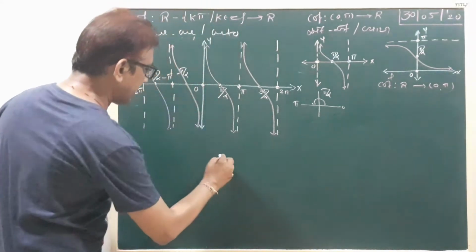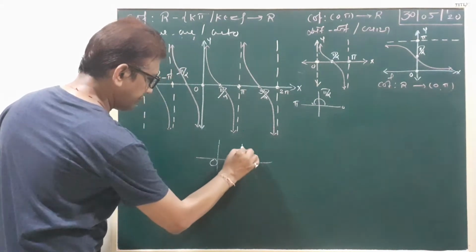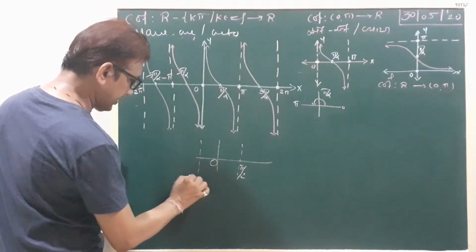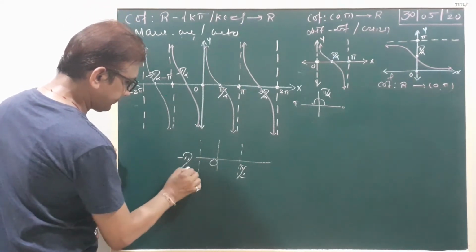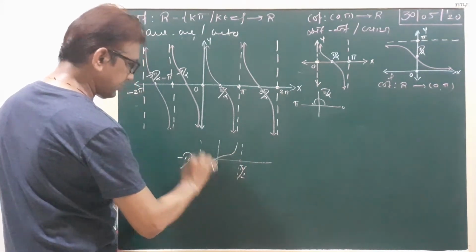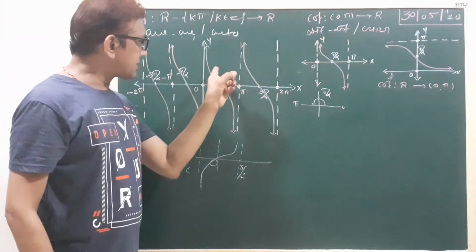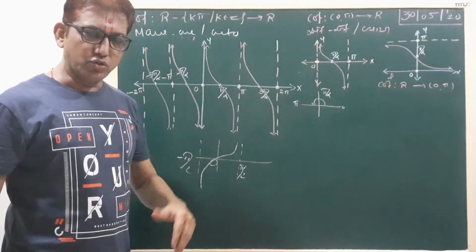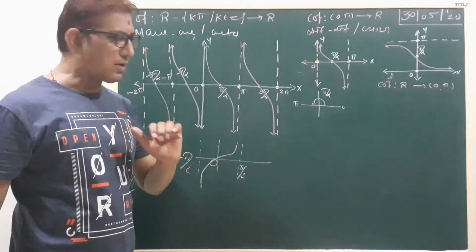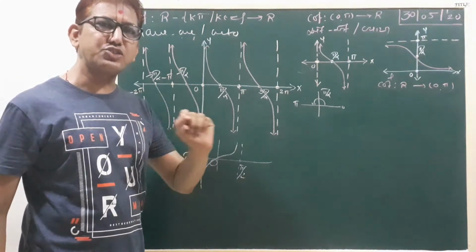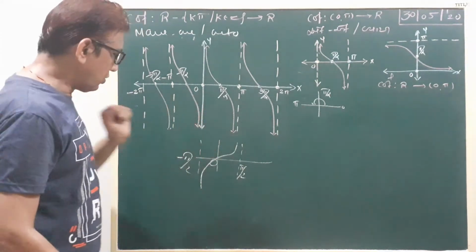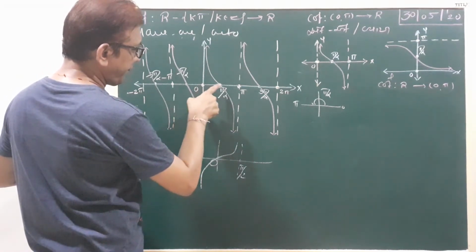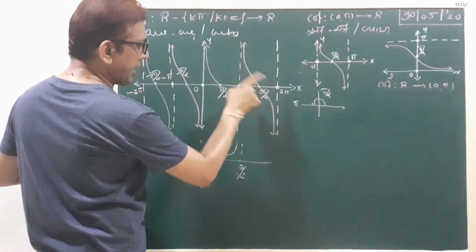We draw the graph here, 0 and here. This one is pi by 2, and this one is minus pi by 2. And we draw the graph. We have already studied in 11th standard that tan is an increasing function in each and every quadrant. So cot is the reciprocal of tan. Therefore cot is a decreasing function in each and every quadrant.